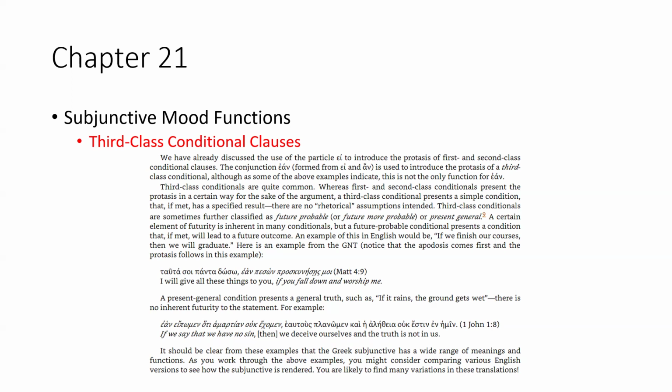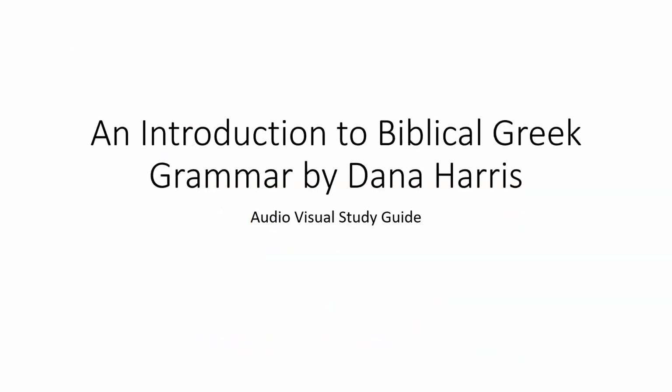It should be clear from these examples that the Greek subjunctive has a wide range of meanings and functions. As you work through the above examples, you might consider comparing various English versions to see how the subjunctive is rendered. You are likely to find many variations in these translations.